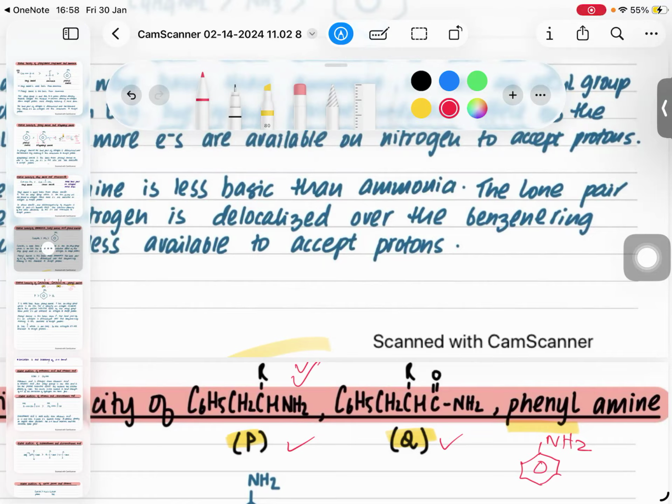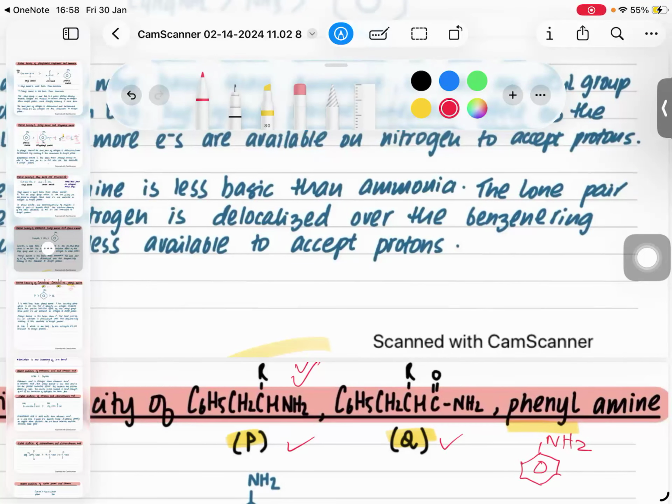Okay? So phenylamine would be in the center. What would be the explanation for it? Now, as I told you, first you arrange them in order, then the explanation comes. Lalma, what is the order then? P is the first, Q is the least, and who is in the middle?